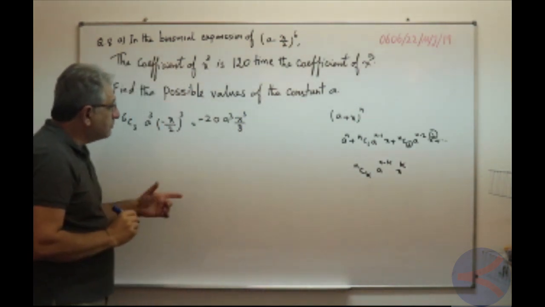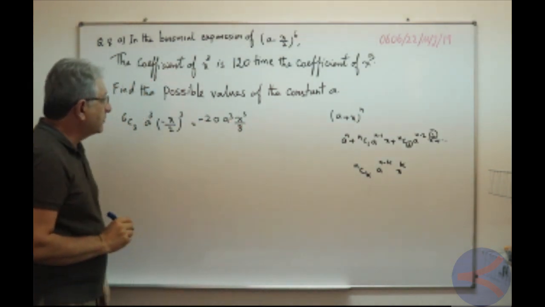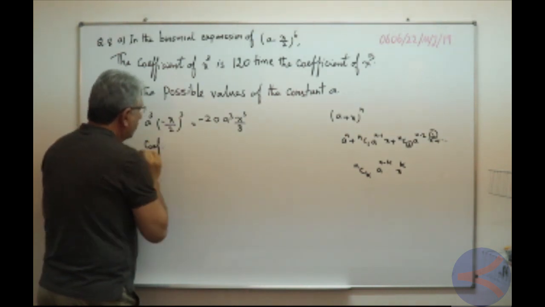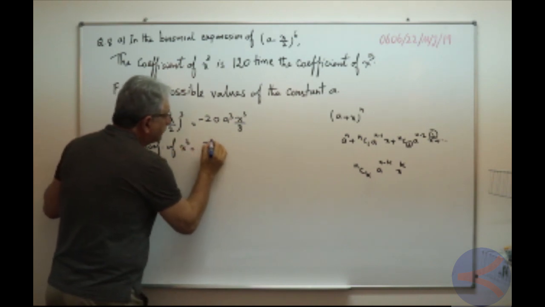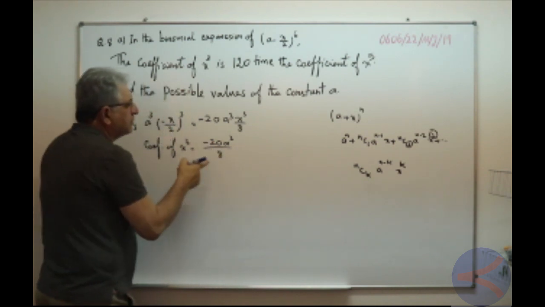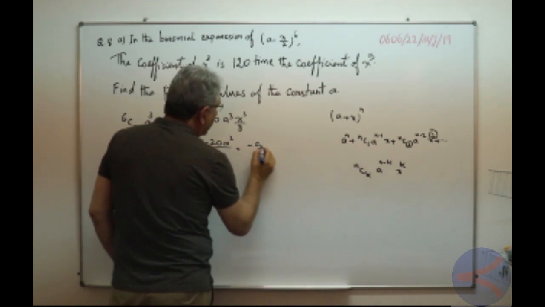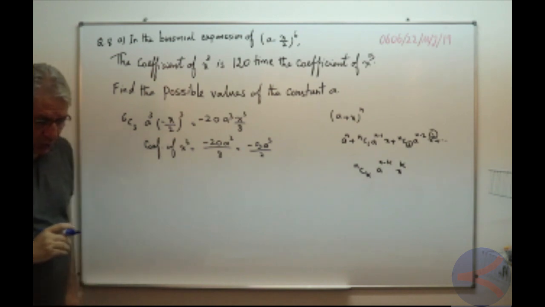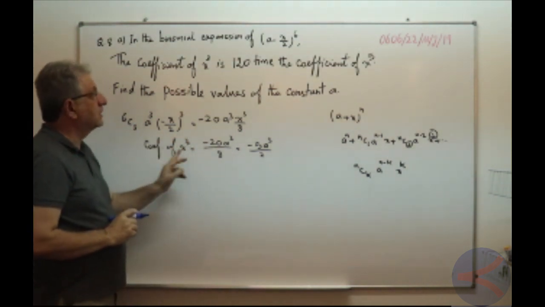The coefficient means the number that comes before x cubed. Therefore the coefficient of x cubed is equal to negative 20 a cubed over 8, which you can simplify by 4, and then you get minus 5 a cubed divided by 2. Therefore this is the coefficient of x to the power of 3, x cubed.